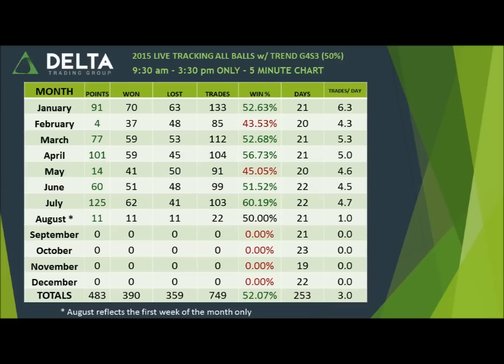So again, week after week, month after month, year after year, the Delta 123 trade produces a 60-40 result at a risk-reward ratio of G4S3, and the balls with the trend produce a result of 50-50 at a G4S3. And they're very profitable. Don't mess with them. Learn the baseline trade first before you ever try anything, and you'll never want to abandon your original Delta 123 trades.